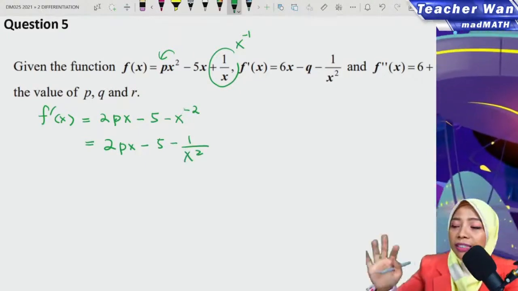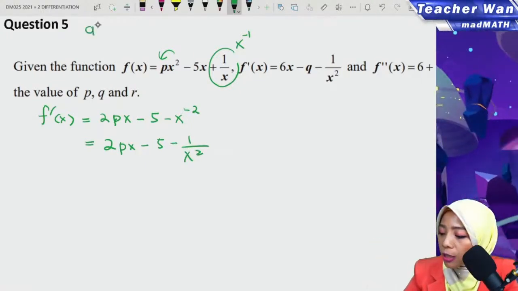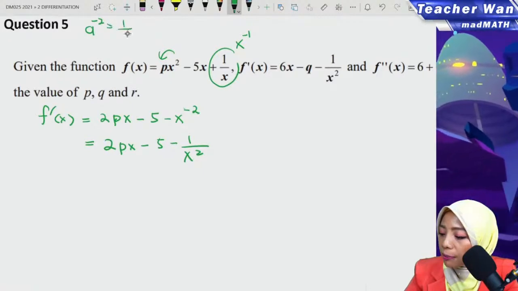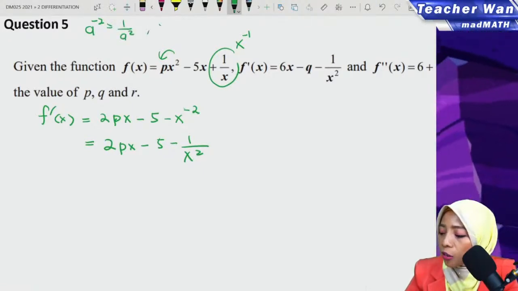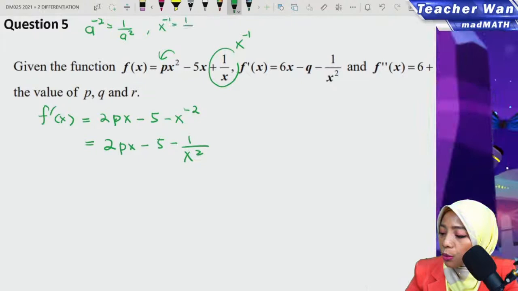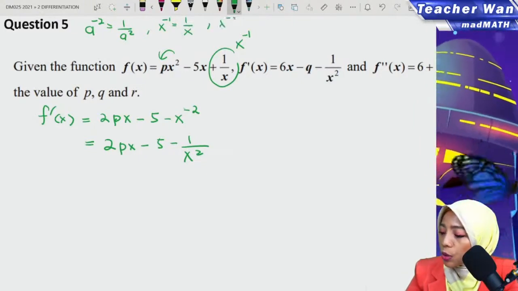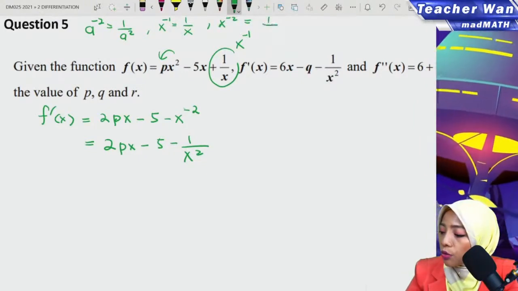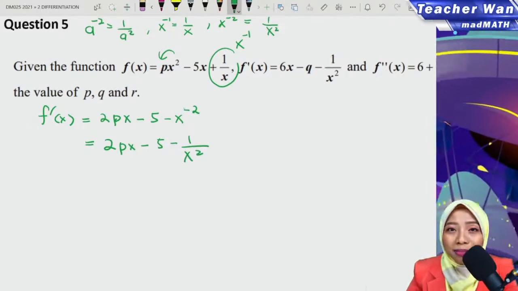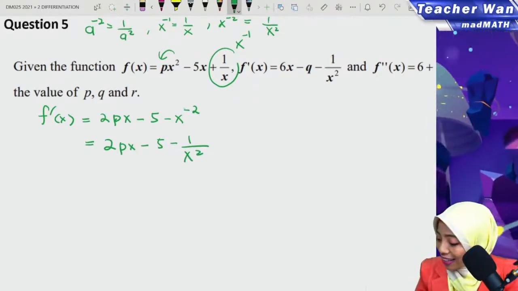By this point, everyone should be an expert in the index laws. Whenever you see this, it is ax squared. Whenever you see x to the power of negative 1, it is 1 over x. Whenever you see x to the power of negative 2, it is 1 over x to the power of 2. Okay? Alright.